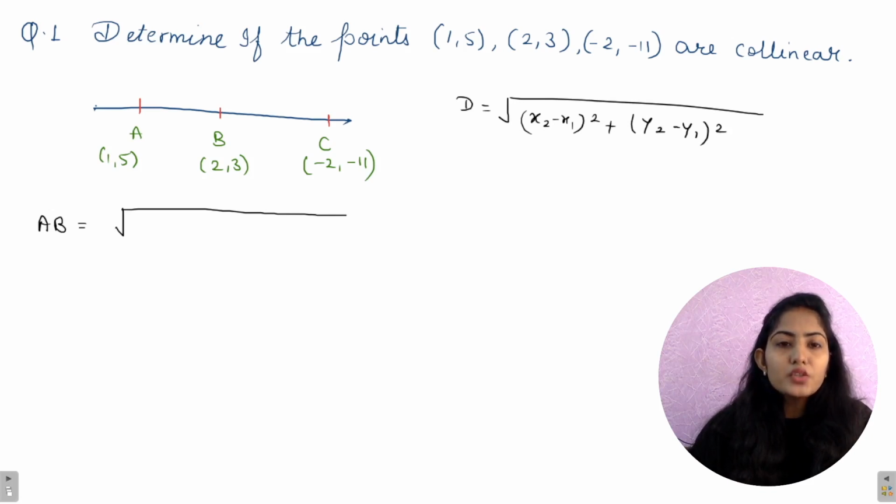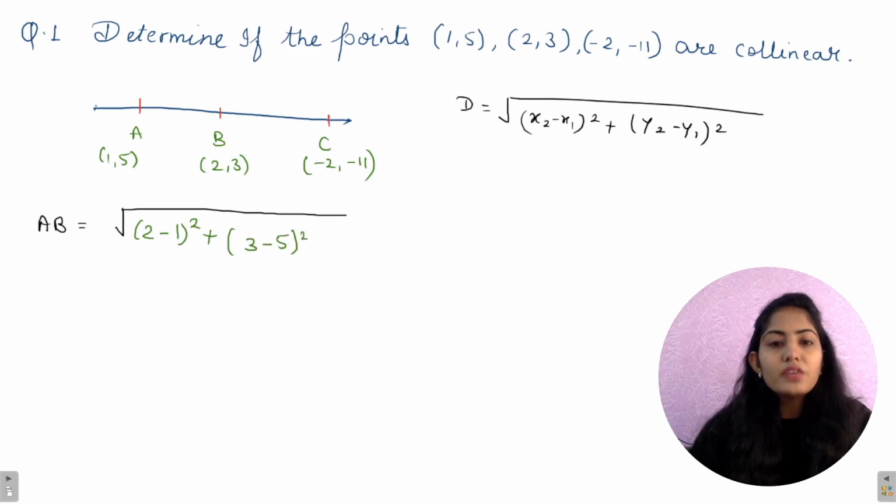Here it is x2 minus x1. So x2 is here 2, and x1 is 1. So square, plus y2 is 3 and y1 is 5, whole square. So here we will get root of 1 square, that is 1, and 2 square, that is 4, so 5, that is root 5. Clear?